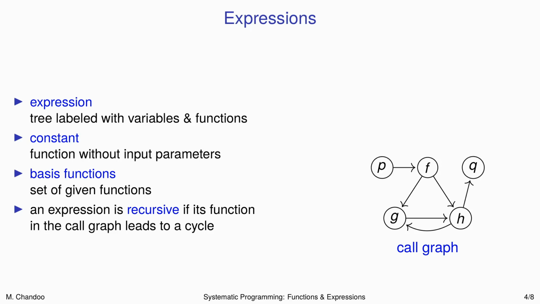Assume the call graph looks like this. Then the expression for p must be recursive because it also leads to gh. And the expression for q is non-recursive because it doesn't lead to any cycle.